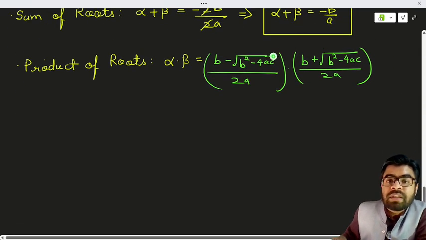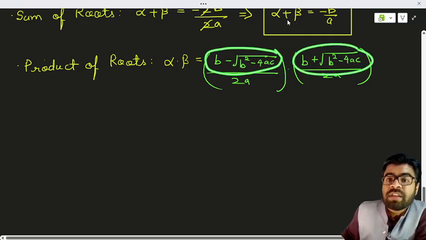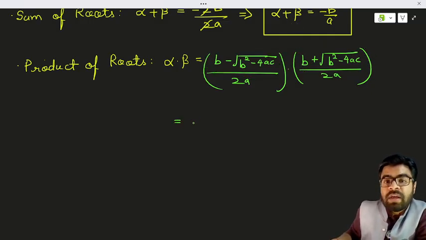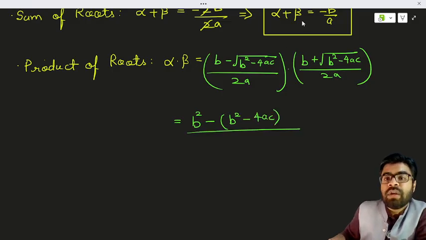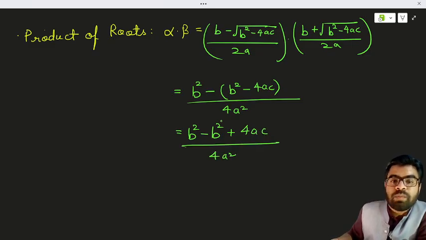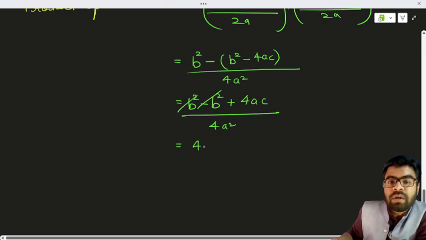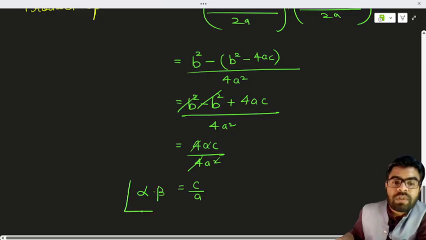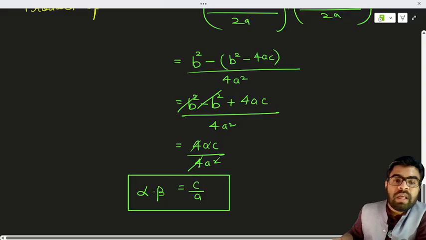So now what it becomes, it is a minus b and it is a plus b. So a minus b times a plus b will be a square minus b square. So it is b square minus, and the square root will be cancelled out. So that's why b square minus 4ac divided by, now 2a multiplied by 2a, it is 4a square. So from here what we are getting, b square minus b square plus 4ac divided by 4a square. So b square will be cancelled out. So from here we get 4ac upon 4a square. So that is equal to c upon a, which is alpha into beta. Here the product of roots formula will be c upon a.